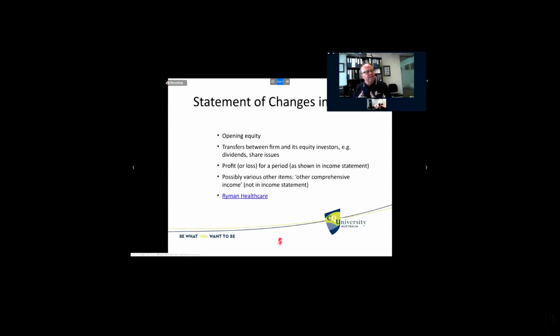So the statement of changes in equity shows opening equity, transfers between the firm and its equity investors, such as dividends and share issues, the profit or loss for a period as shown in the income statement, and it may show various other items of other comprehensive income that are not in the income statement, but are in the statement of comprehensive income. Ryman's just shows you the one figure for profit and shows you total comprehensive income, but some break it up.